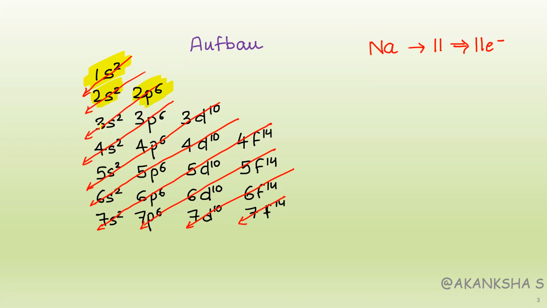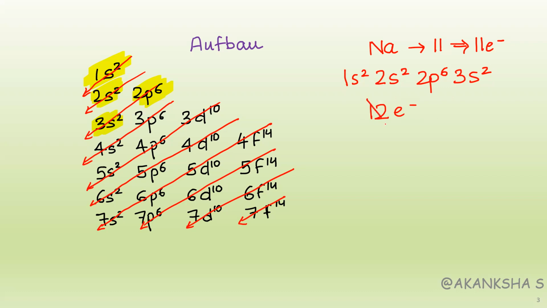Now you follow the line. 3s. If you are noticing it properly, you'll understand that 1s2, 2s2, 2p6, 3s2 make up 12 electrons, right? 2 plus 2 is 4, 6, 10, 10 plus 2, 12.